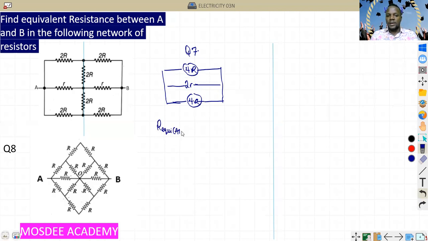But here I can just say directly the R equivalent between points A and B is the same thing as saying I have this 2R, 2 big R times 2 small r, divided by the addition of 2 big R plus 2 small r. Which is the same thing as 4Rr over 2 big R plus 2 small r. You need to be careful about this. You can reduce it from your mathematics knowledge.